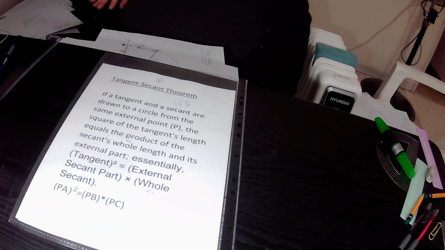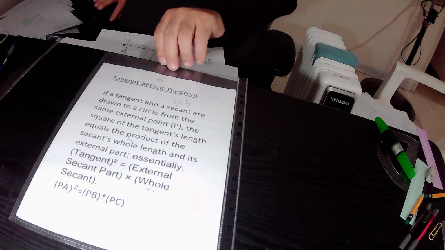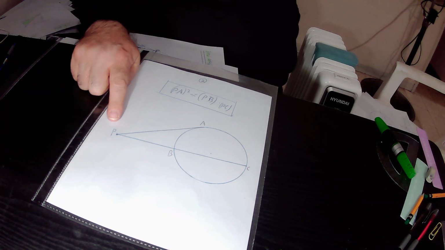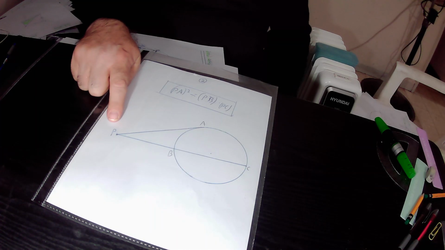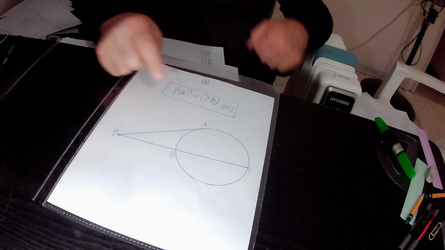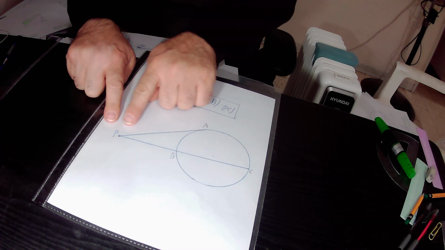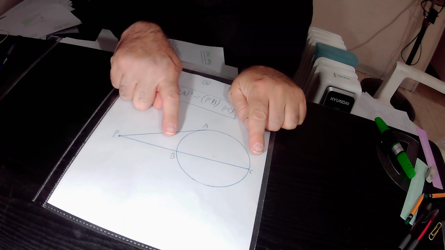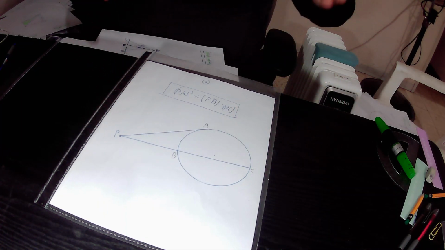According to the tangent secant theorem, if a tangent and a secant are drawn to a circle from the same external point P, here we have this common external point P. From the common external point P, we have tangent PA that is tangent to this circle at point A. Likewise, from the same point P, we have secant PC that cuts the circle at those 2 points B and C. So in this domain, according to the tangent secant theorem, the following equation is true.